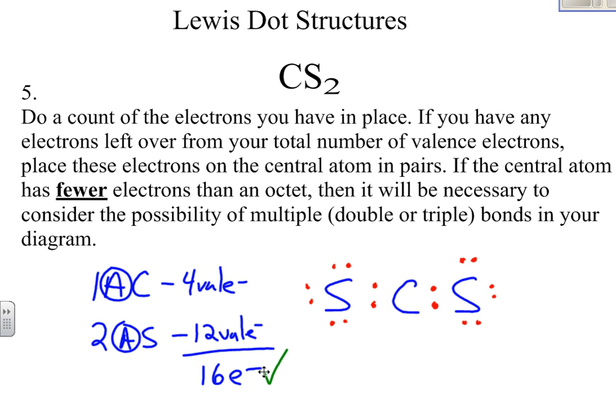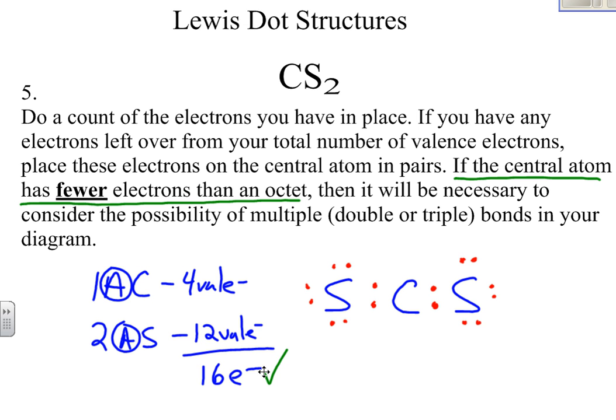Now in this case, we do have a problem here, because the central atom does have fewer electrons than an octet. So the sulfurs are happy and stable, but the carbon isn't. So how are we going to rearrange the electrons so that the carbon gets more electron density, but the sulfur doesn't lose its electron density?